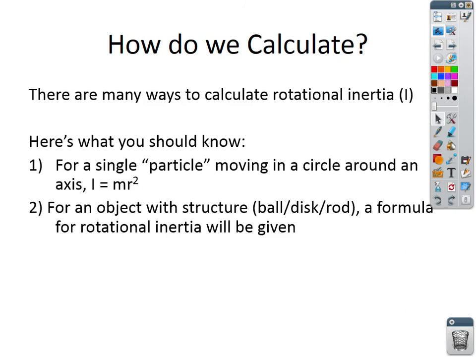For an object with some sort of structure, a sphere, a ball, a disc, a rod, these are common ones that will come up, a formula for rotational inertia will be given. You do not have to memorize formulas for rotational inertia. You should hopefully get used to some of them, as there will be some you've used a couple of times now. But you don't have to memorize them. They don't give them to you on your formula sheet. It's given to you in the problem. It'll say, you have a rod, rotational inertia is 1/3 mr squared.